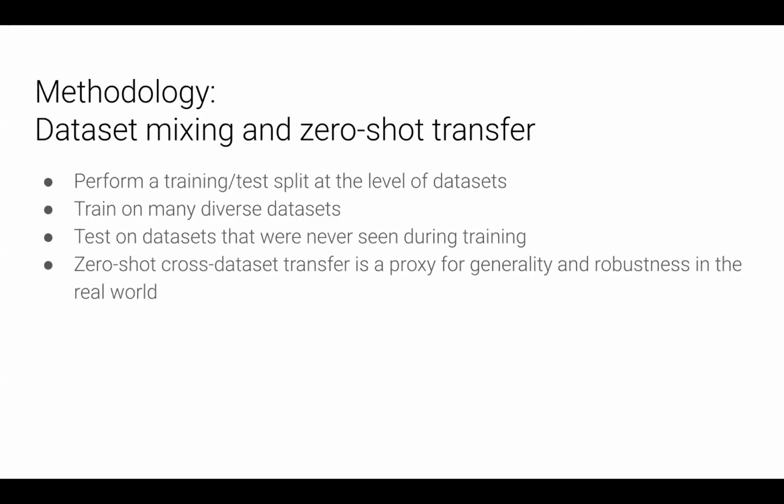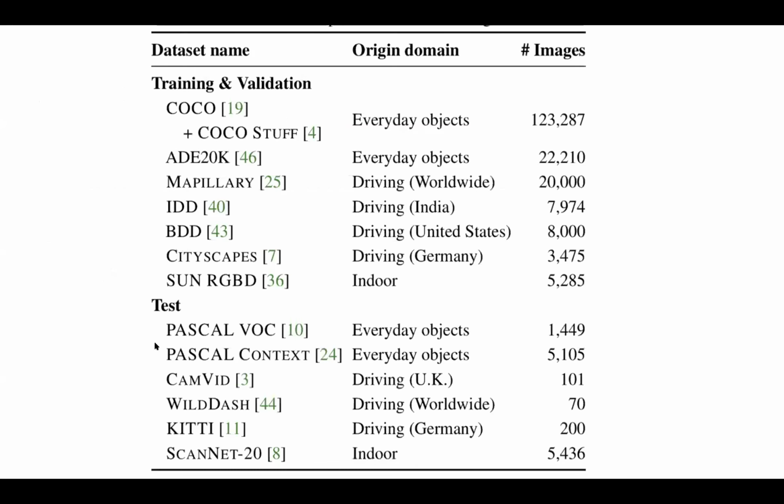And our intuition is that if you train on a mix of data sets, you're going to gain this robustness, because these are different data sets collected by different teams, at different times, in different environments. The data sets we chose for training were not specifically the RVC data sets, but instead some different ones like COCO, ADE20K, Mapillary, Indian Driving Dataset, Berkeley Deep Drive, Cityscapes, and SUN RGB-D. And then we're never allowed to see the following data sets during training, but we need to be able to generalize to them: Pascal VOC, Pascal Context, CamVid, WildDash, KITTI, and ScanNet.